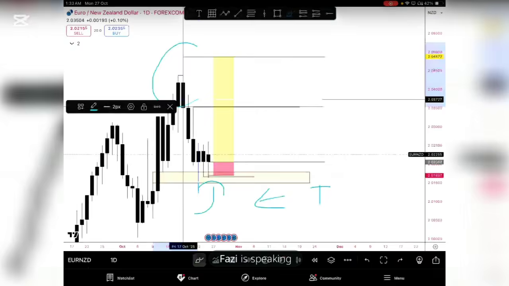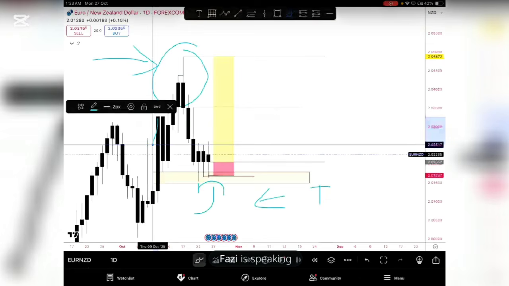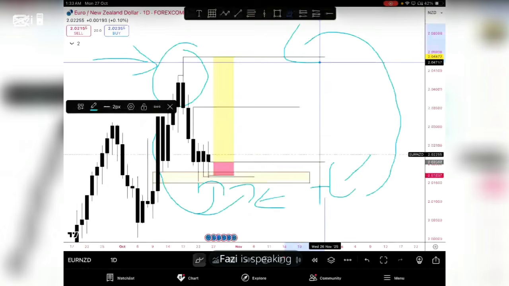Why did the sell happen? The sell happened to take the internal range liquidity. Once the internal range liquidity is taken, it targets the external range liquidity. So this is the price cycle. Price always moves from internal range liquidity to external range liquidity, and external range liquidity to internal range liquidity. So this is always the market cycle you need to look for.